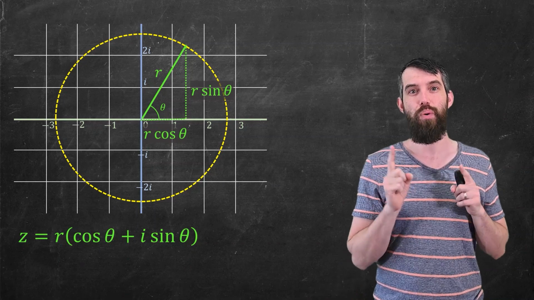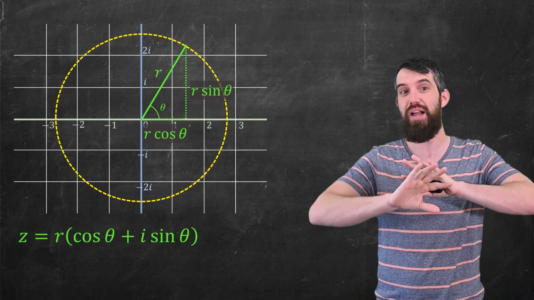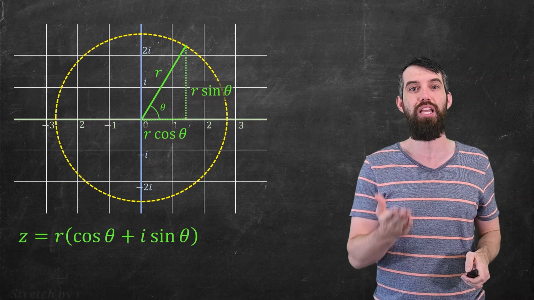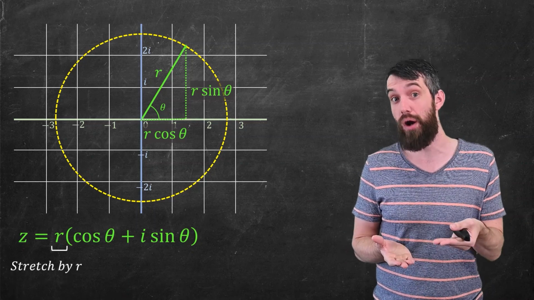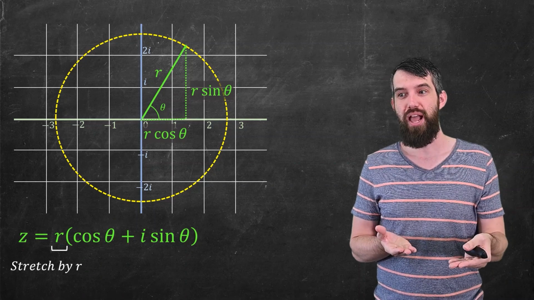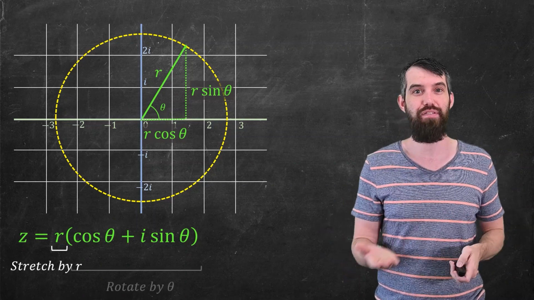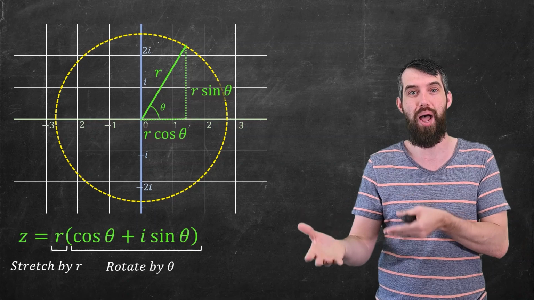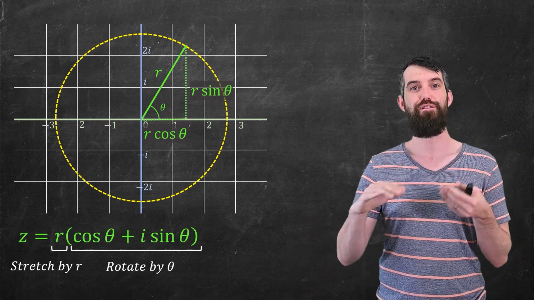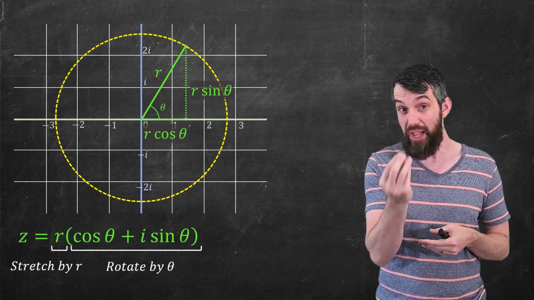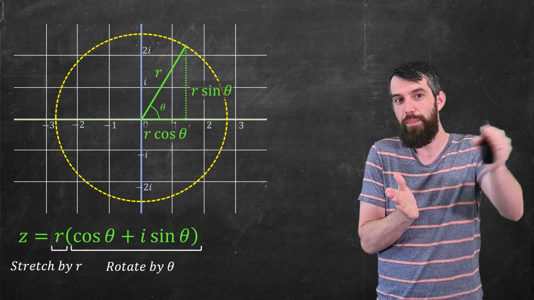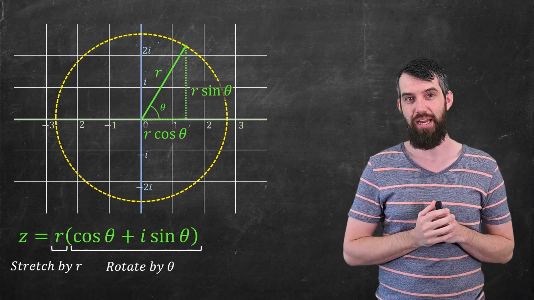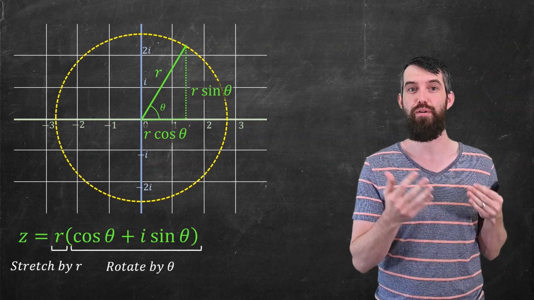And then the real point here is that this is my generic complex number. It can be written as this r factored out the front, this real number r, which is just a stretching factor. And then this cosine theta plus i sine of theta, which we've just seen is a rotation by theta. So the final takeaway here is that when you multiply by a complex number, you're doing one of two things. You're doing some amount of stretching, and you're doing some amount of rotating. That's what multiplying by a complex number visually does.